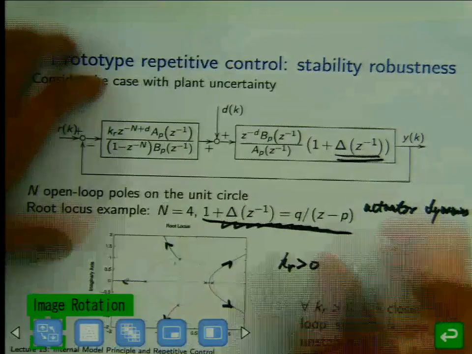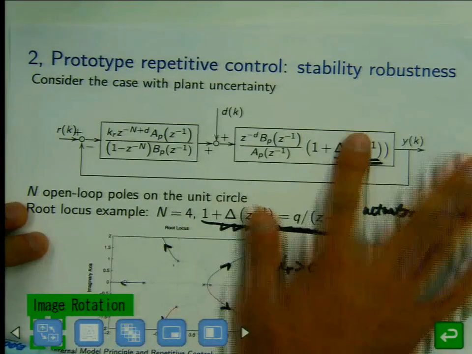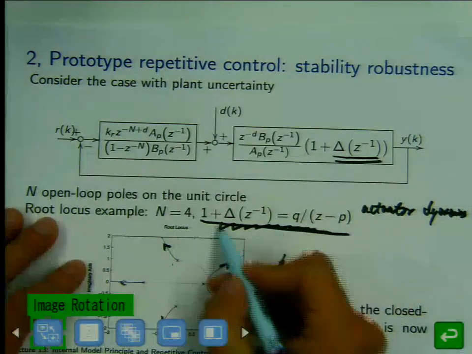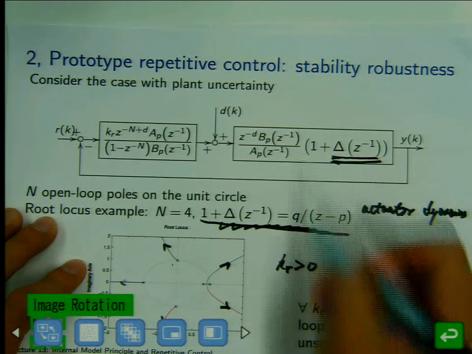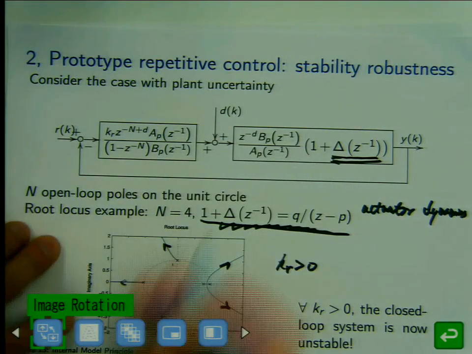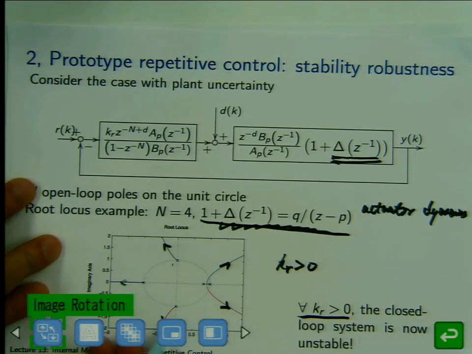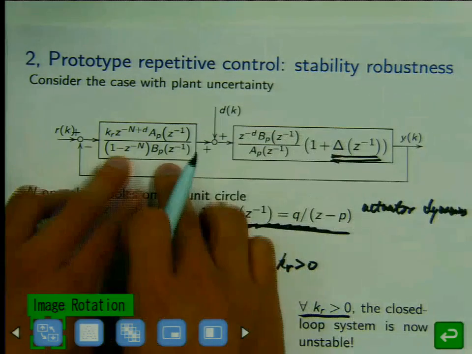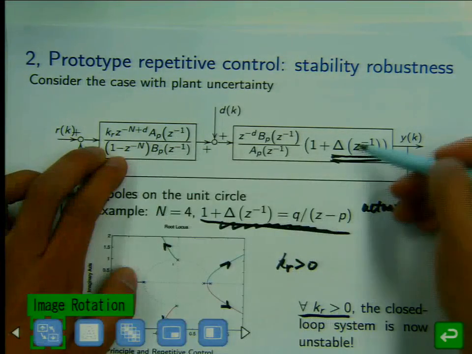Then we discussed this. Now, things work perfectly fine if I have a perfect model, if I don't have this uncertainty term. Now, if I have a slightly different model, a different plant, I have this uncertainty inside. I did the example last time. And then we showed no matter how we design K_R, as long as K_R is larger than 0, then the closed loop system is not stable. So that means this design by this structure itself is not robust to plant uncertainties.